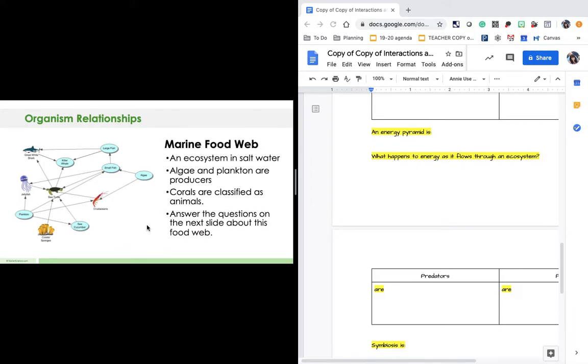So here's some information just about different types of ecosystems, and you are going to be doing some activities next week, creating food webs and manipulating food webs and all that, okay? So a marine food web is an ecosystem in salt water. Algae and plankton are the producers. I'm trying to find them on here. Oh, here's the plankton and then algae. I kind of wish they had a sun showing that the algae and the plankton get their energy from the sun, okay? Corals are actually considered animals, believe it or not.